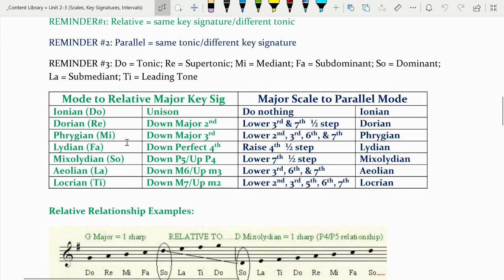So if you're going from the mode to the relative major key signature in order to find Dorian, if I'm asking you to build a D Dorian scale, you would need to go down a major second from D to C and then use that key signature. So you build D to D up the scale, go down a major second and use the key signature of C major, which that major second down would be C.